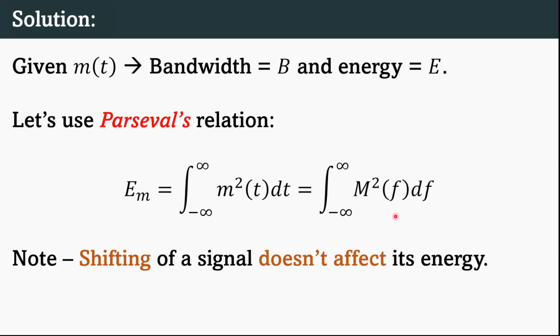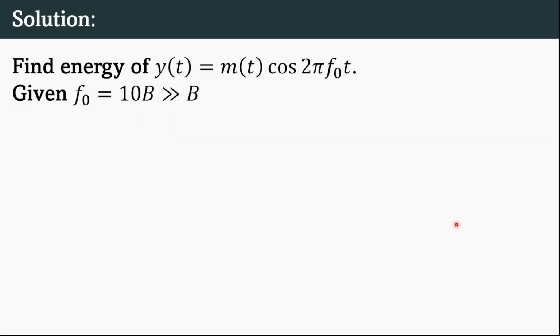So if I have the Fourier transform like M of f plus, let's say, 10, or M of f minus 20 or something like that, that also will have the same energy Em. So this is a very important concept, and we will use this in coming slides. Okay, so now again let us go back to the question.